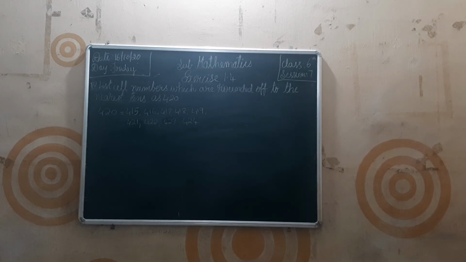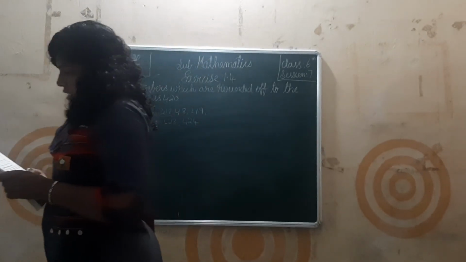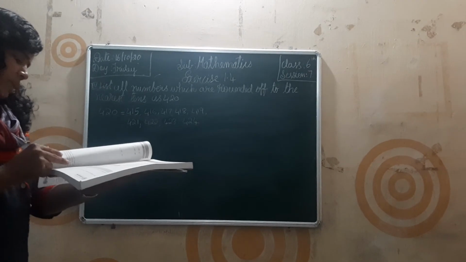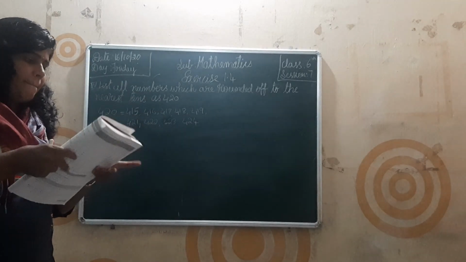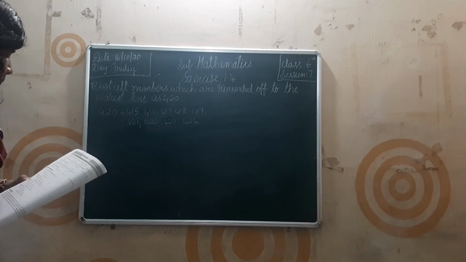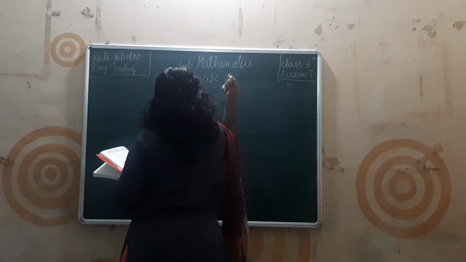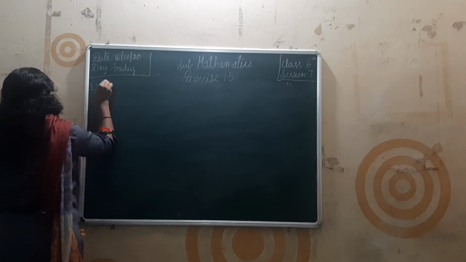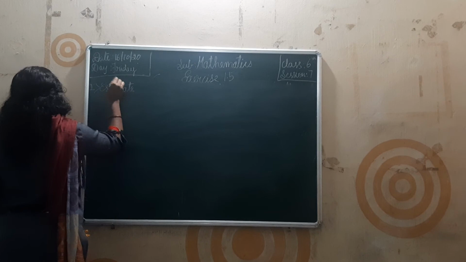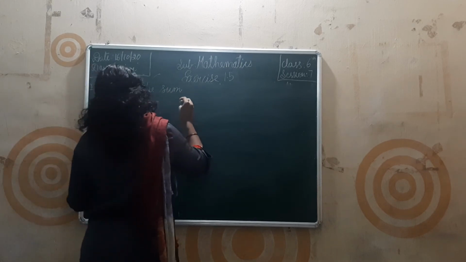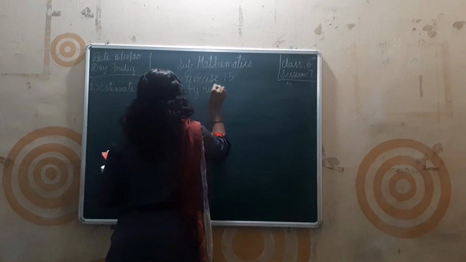Next, we'll go to exercise 1.5. In this we have to estimate the numbers, and afterwards we have to add, subtract, or find the product. Product means multiplication. Exercise 1.5. Estimate the sum by rounding off.